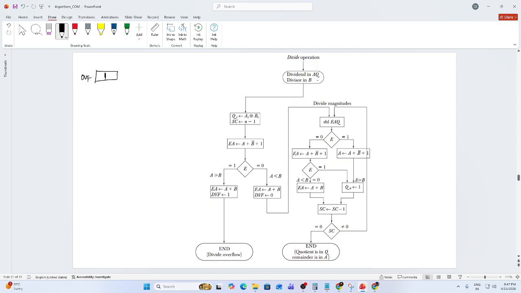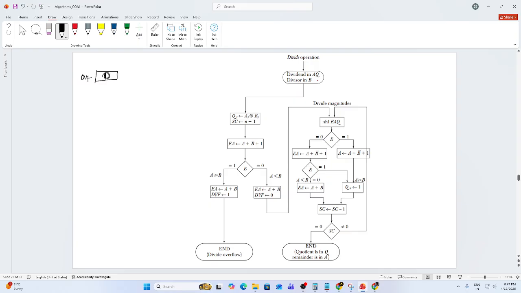By looking at this OVF bit being 1, the programmer understands that there is an overflow and can stop the program. So the hardware will just set this bit, indicating to the programmer that there is an overflow. If there is no overflow, OVF will be made 0 and it will proceed with the algorithm. So same thing here: first we start with the algorithm and check for the overflow.